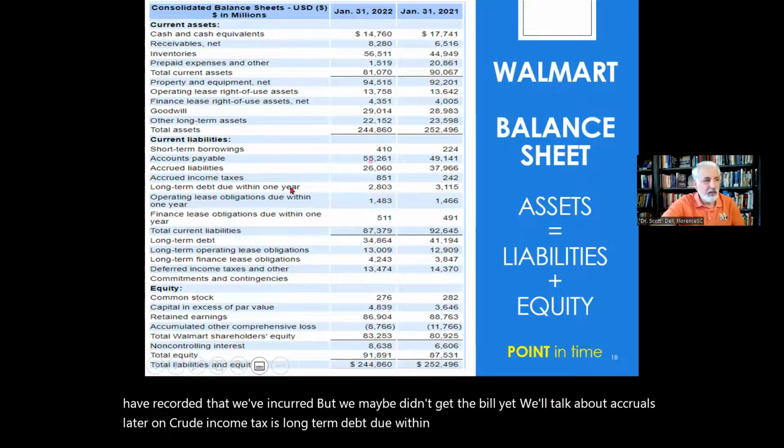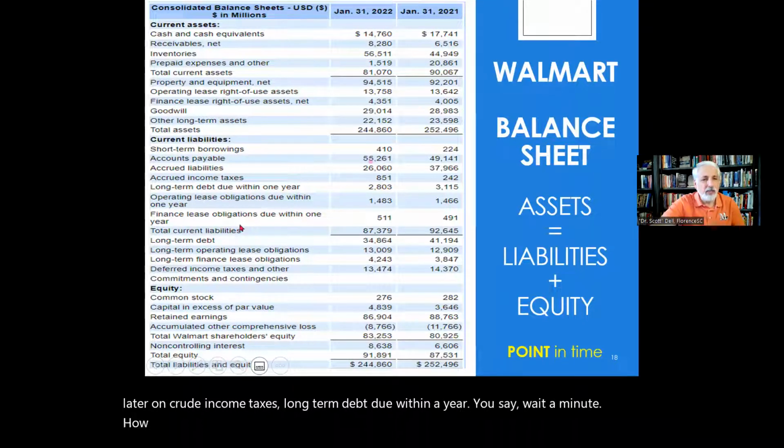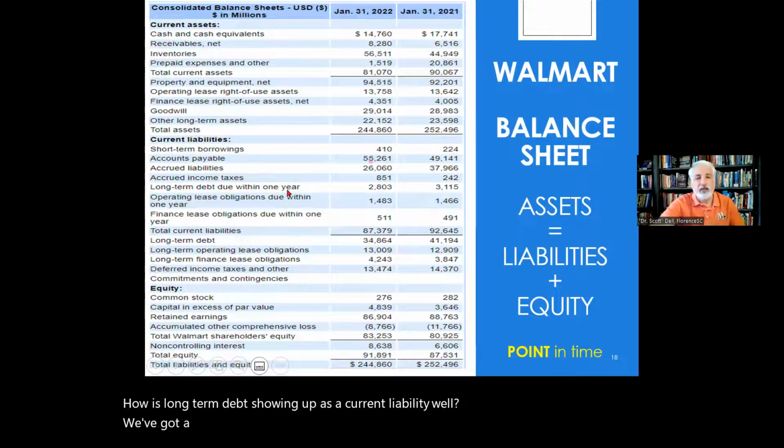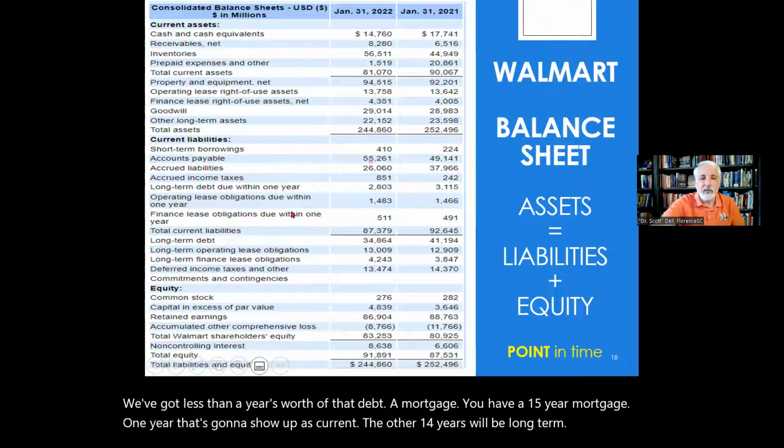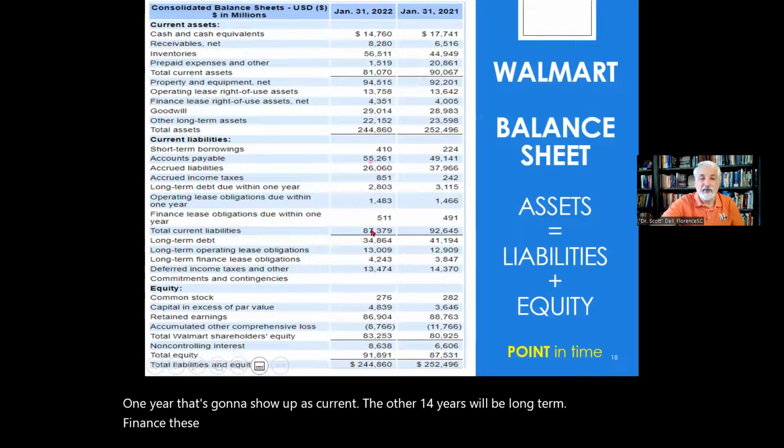You say, wait a minute, how is long-term debt showing up as a current liability? Well, we've got less than a year's worth of that debt. It's like a mortgage. You have a 15-year mortgage. 1 year is going to show up as current. The other 14 years will be long-term. Finance lease obligations, total current liabilities, 87.379 billion. And then some long-term debt, operating lease obligations and commitments.